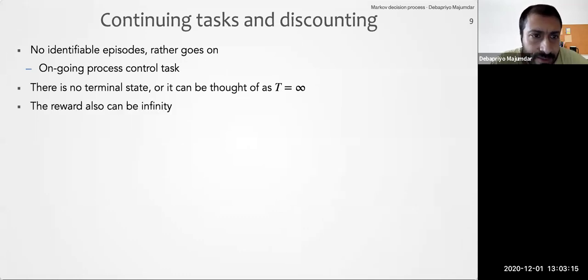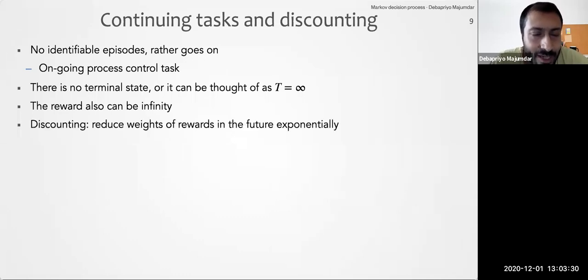So then what would happen? Then the rewards also can be infinity, right? Because if you always get a reward of plus one, plus one, plus one, infinitely many times, your reward will be infinity. Then what are you actually trying to maximize? Everything is infinity. So that's when people use the notion of discounting, exponentially reducing weights. We have seen this kind of thing before for past things. Now this is for the future. So reduce the weights of rewards in the future exponentially.